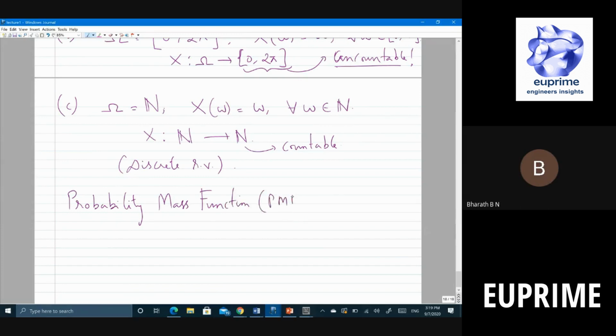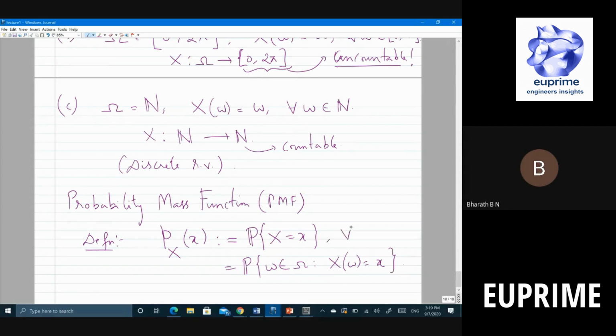Right? So what is a PMF? The definition is quite easy. I'll write it as P_X(x), which is defined as the probability that X equals x. What is the meaning of this? It is all those outcomes omega in Omega such that X(omega) equals x. This is true for any x in the real numbers. Okay. Is this fine? Can you give me an example of this?